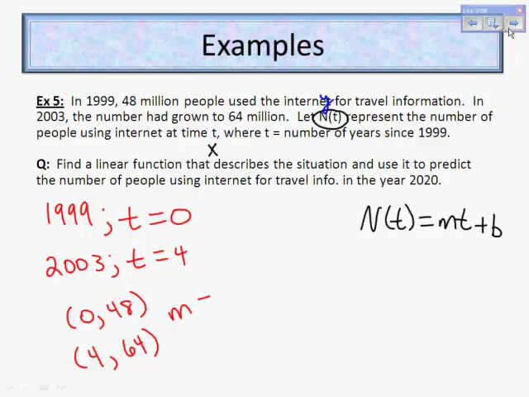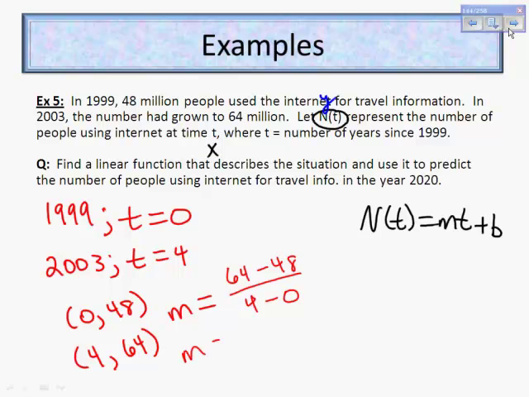So m, it's going to be the difference in my y values divided by the difference in my x values. So I can do 64 minus 48. Now keep in mind this is in terms of millions, so we'll fix that when we need to. So 64 minus 48, that's a difference in my 2 y values. And then 4 minus 0 will be the difference in my 2 x values.